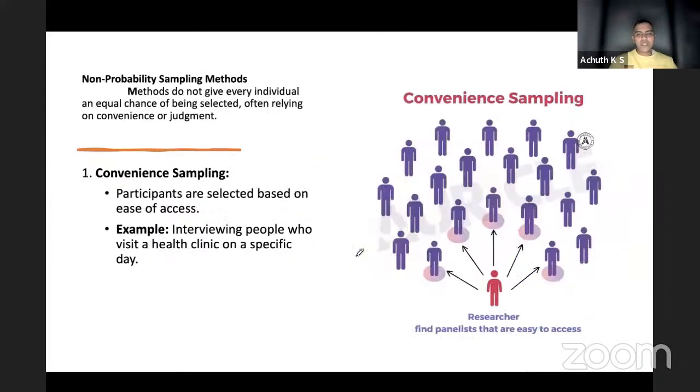Now we're coming to the non-probability sampling. Non-probability sampling is, in this you don't give an equal chance to the people to get selected in the study. Okay. You just go into the field or the hospital, you say that the first five people I'm seeing, I'll take them as a sample. Okay.